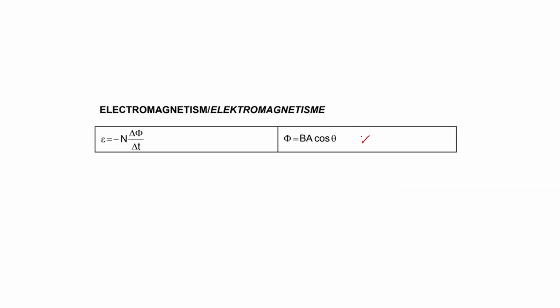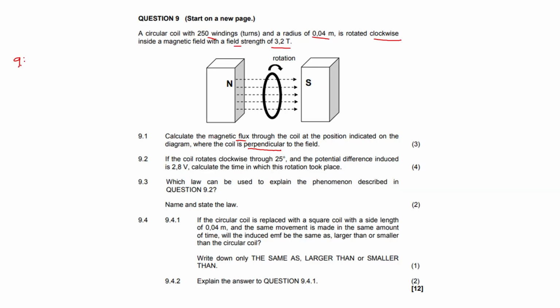We would use this formula. So 9.1, the magnetic flux through the coil, BA cos theta. So B is our field strength, 3.2. A, we have area. What is the formula of area? Pi r squared. So we have pi radius squared.